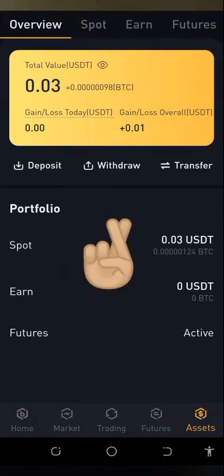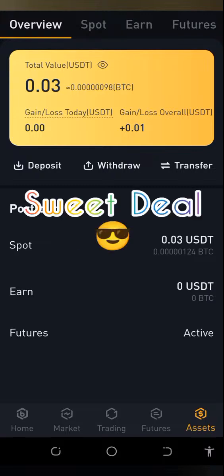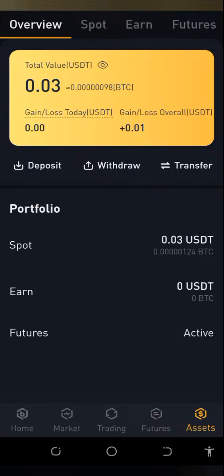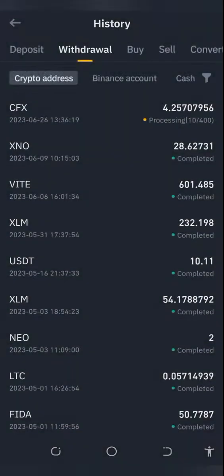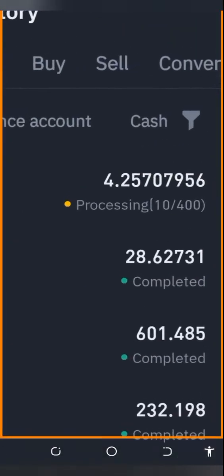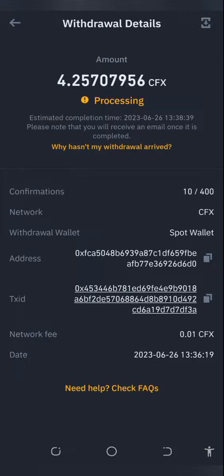I'm waiting. I'm hoping. I'm praying that this works, okay? Because that's going to be a sweet deal. Someone say sweet in the comments. Sweet. Let's keep our fingers crossed. Currently, it's still processing. We've gotten 10 out of 400 confirmations. Interesting. I don't know how long this is going to take. No idea, right? Let me click on this to see what's going on currently.